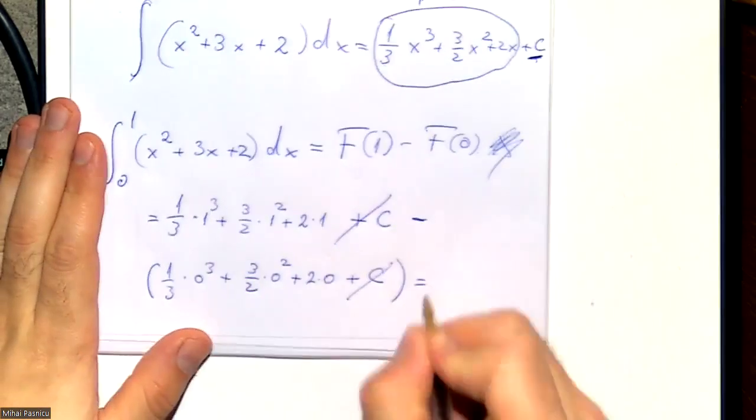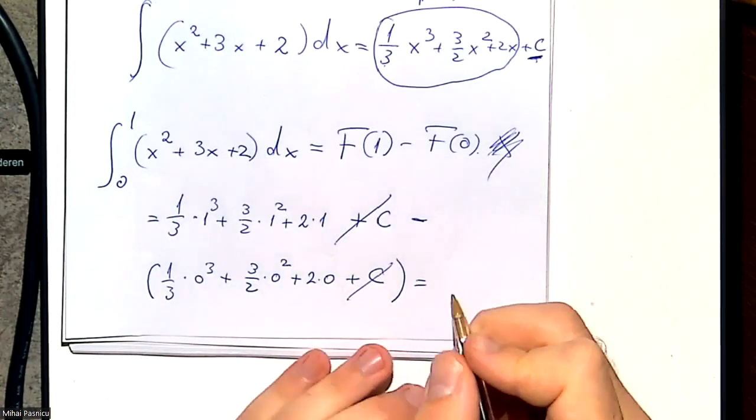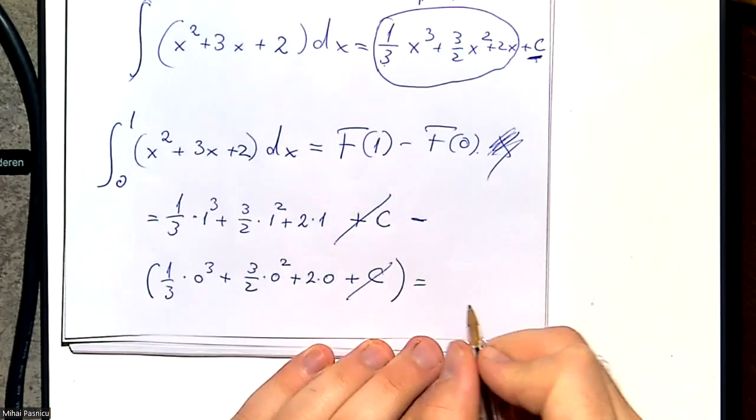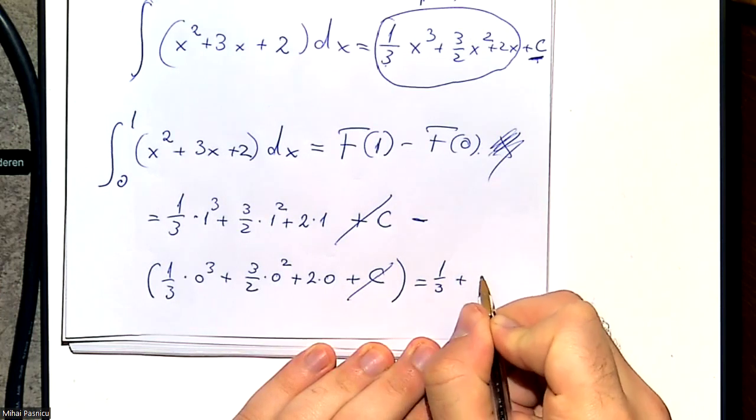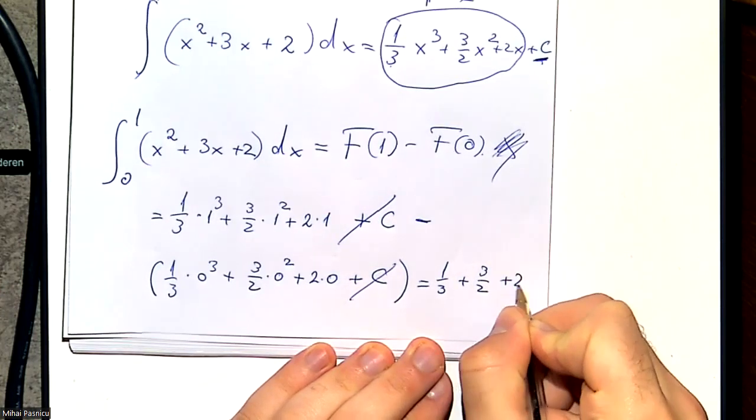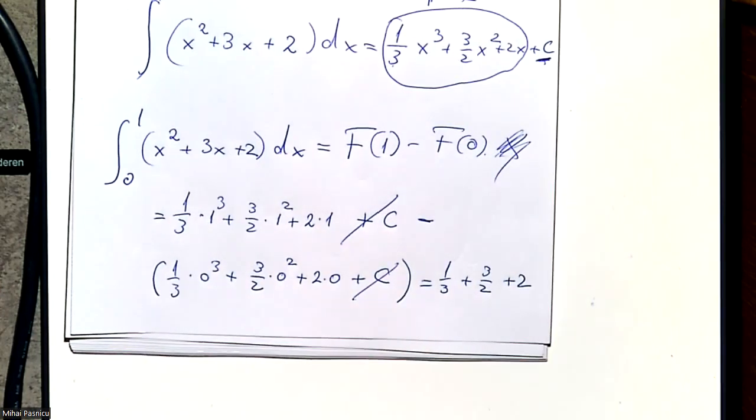Okay? What is this equal to? I think I gave it like an easy case. So I have 1 third plus 3 over 2 is 2. Okay? And I'm done. I computed the integral from 0 to 1 of that polynomial.